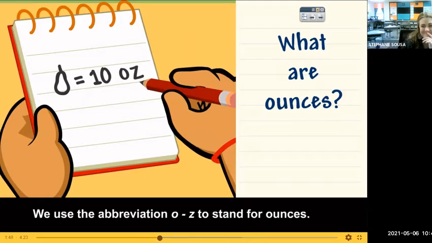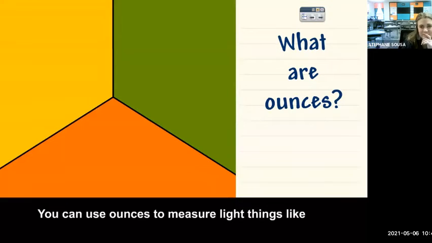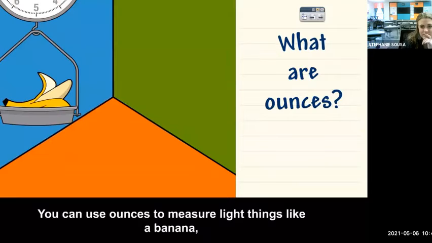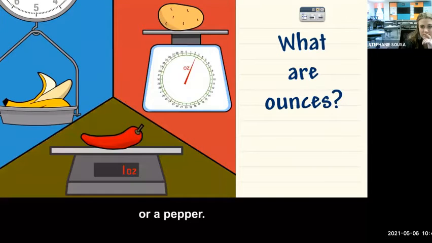We use the abbreviation OZ to stand for ounces. You can use ounces to measure light things, like a banana, a potato, or a pepper.